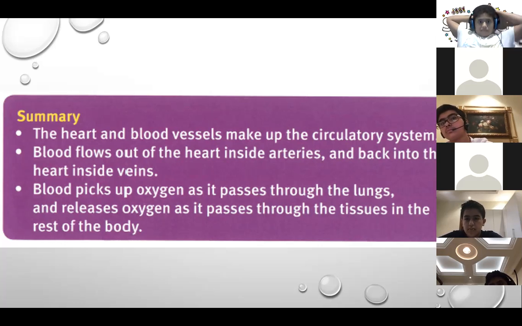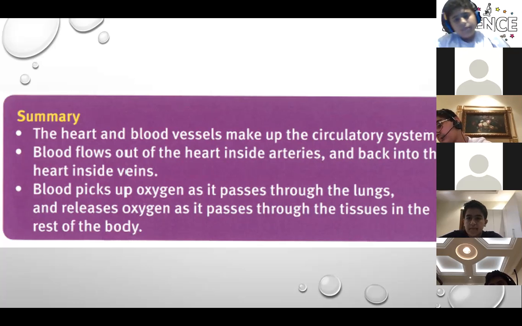All right, good. So as Yasin mentioned, number one, the circulatory system is made up of the heart. Number two, blood vessels. And number three, I think blood as well.